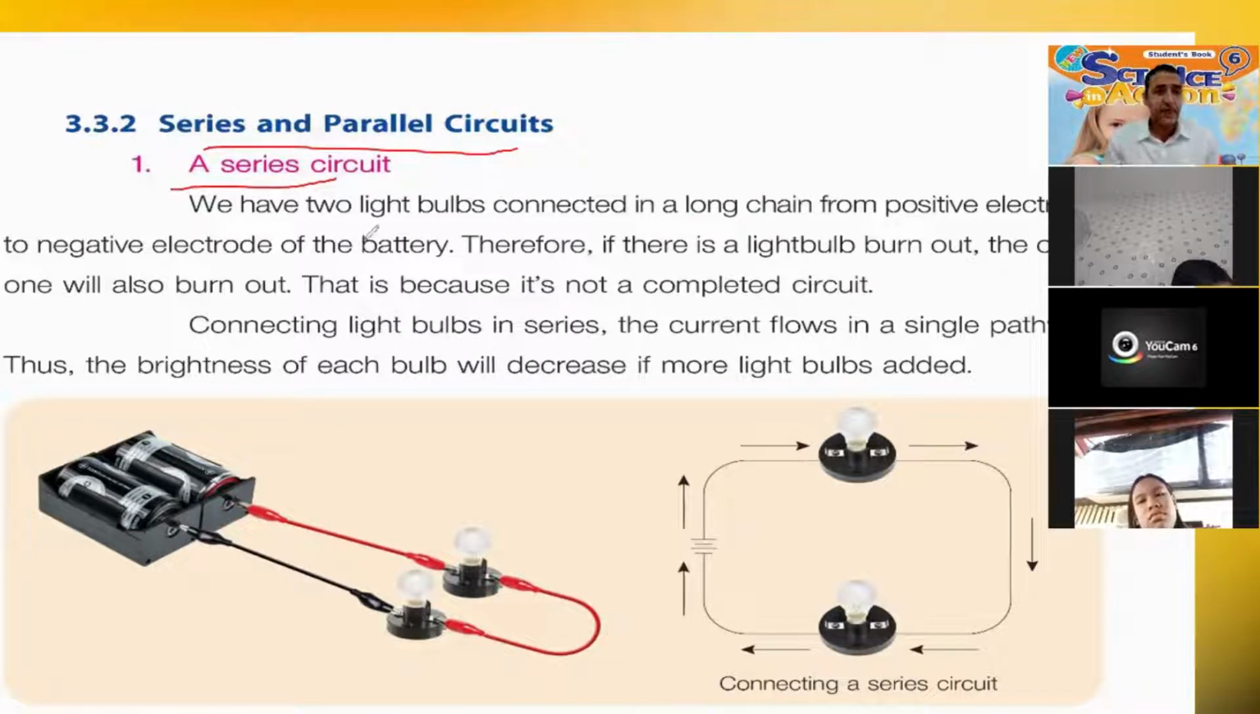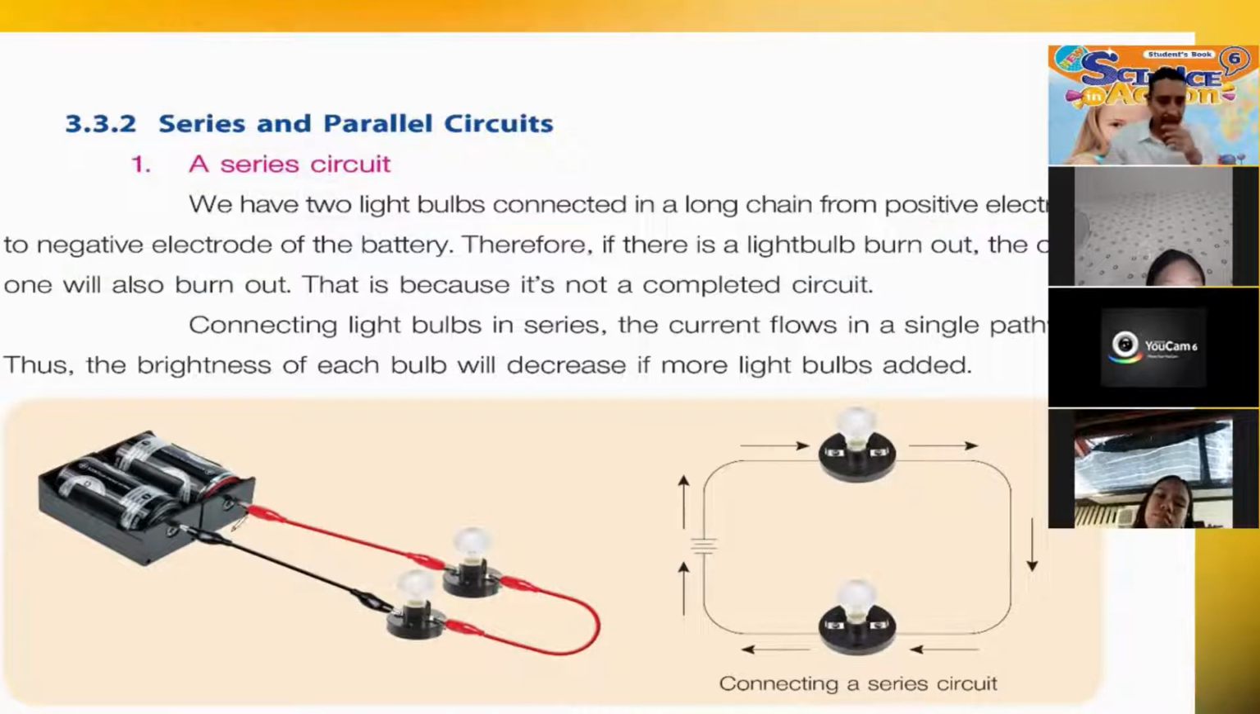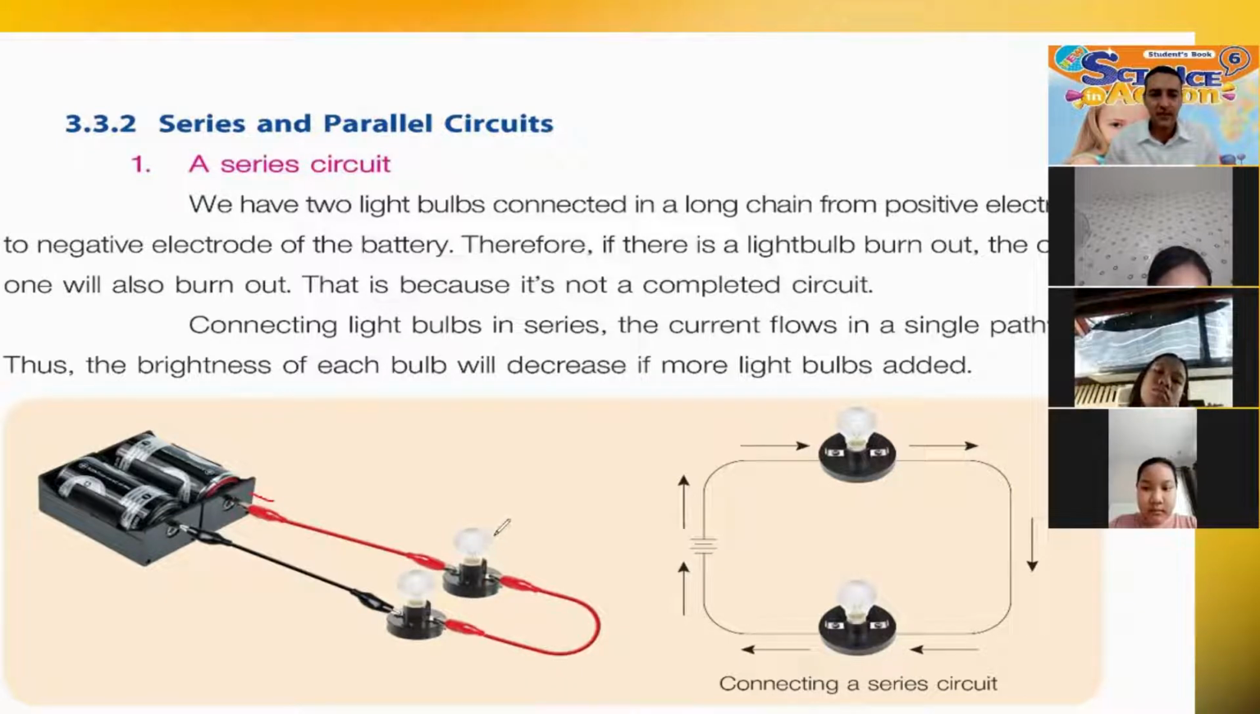So we have two light bulbs connected in a long chain from the positive electrode to the negative electrode of the battery. Therefore, if one light bulb burns out, the other one will also go out. That is because it's not a complete circuit. So here, as you can see in the diagram, we have the battery and two light bulbs, right?